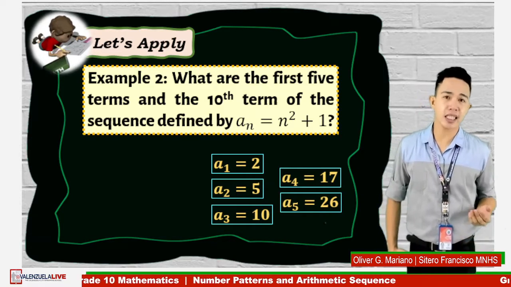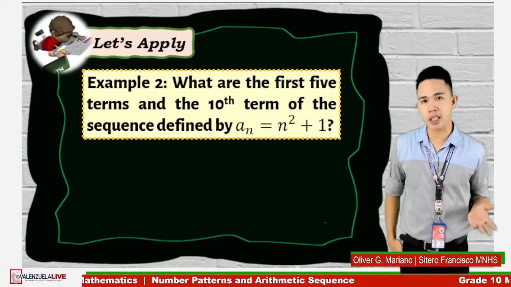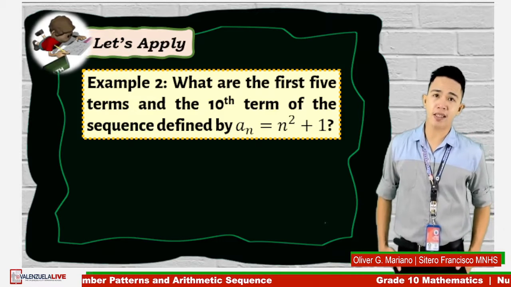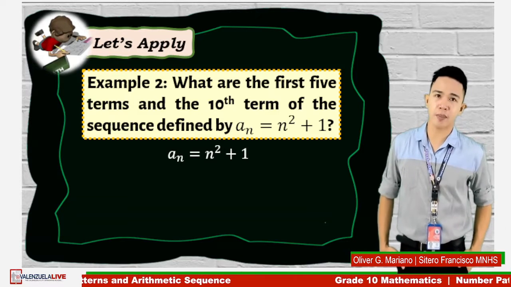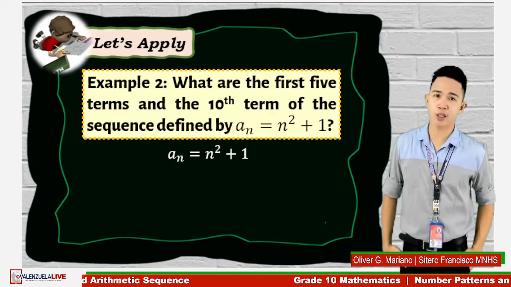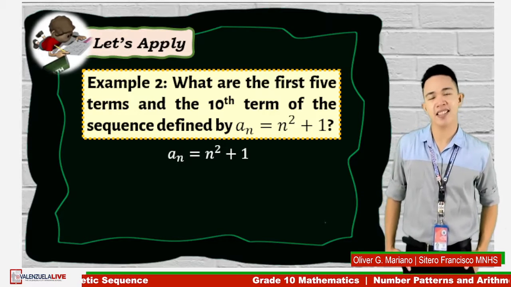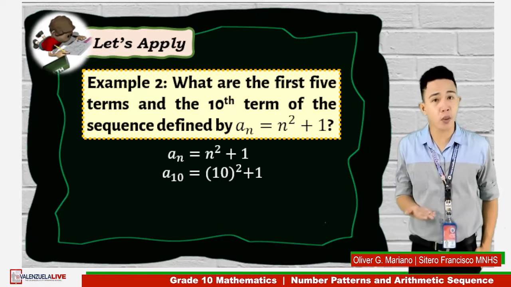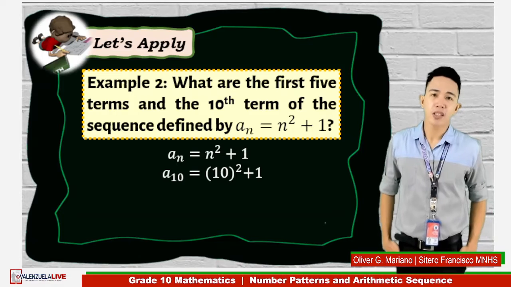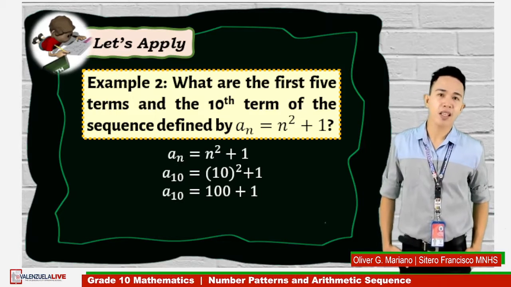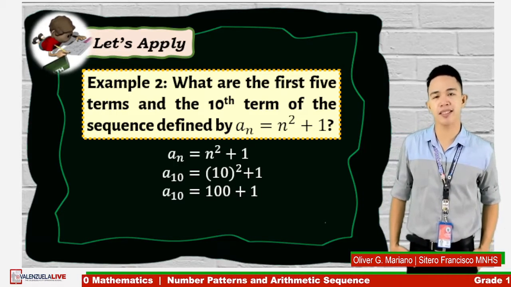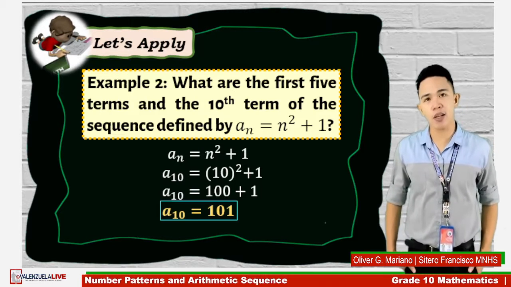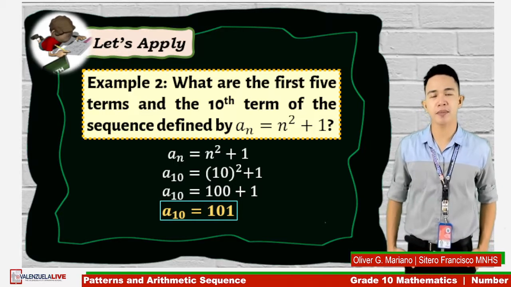Now, let's try to find the 10th term in the given general term. A sub n is equal to n squared plus 1. We substitute 10 to n. That is, a sub 10 is equal to 10 squared plus 1. But the square of 10 is 100. So, a sub 10 is equal to 100 plus 1. This goes to show that a sub 10 is equal to 101.